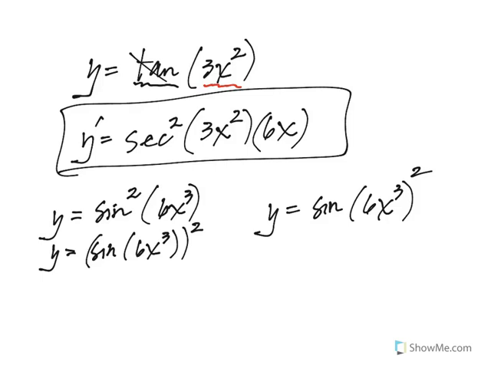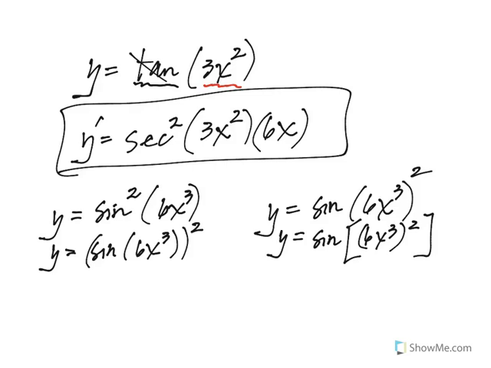Whereas the second example here on the right is y equals the sine of 6x cubed squared, and I'm signing all of that. So these create two very different derivatives when you go ahead and derive them. So let's go ahead and do these one by one, and I think you'll see the difference.